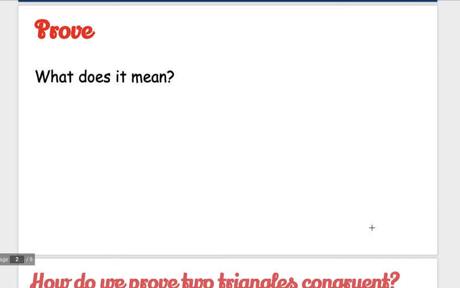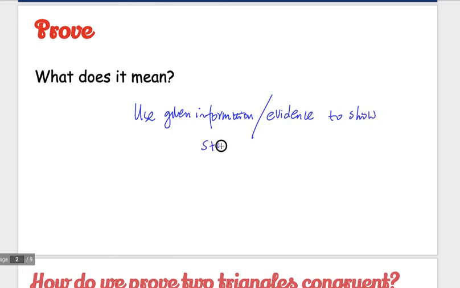So the first part, we want to reinforce this word prove. As I mentioned, in this lesson we're going to learn how to prove two triangles congruent. When you hear people saying prove, what does that mean to you? Very generally, or we can even say in geometry, prove is to use either given information or evidence to show something true.